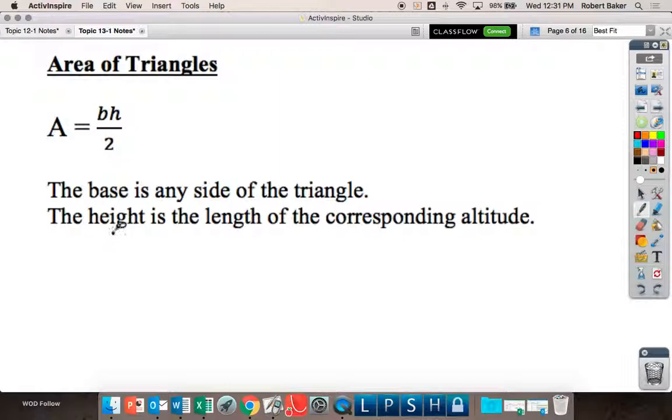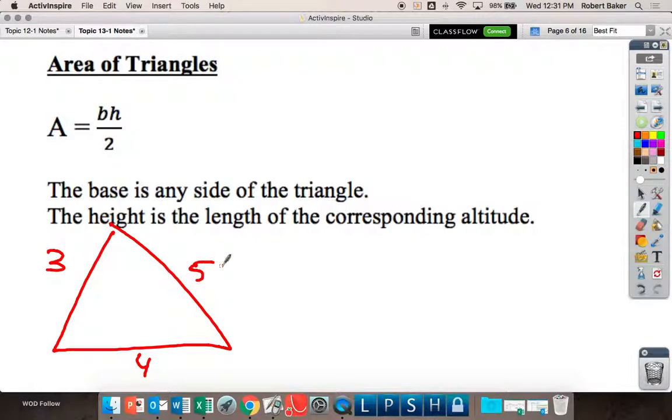So, if you have a triangle, 3, 4, and 5, and let's say that you have an altitude right here that's 2. So if you're going to calculate the area of that triangle, what numbers would you use?